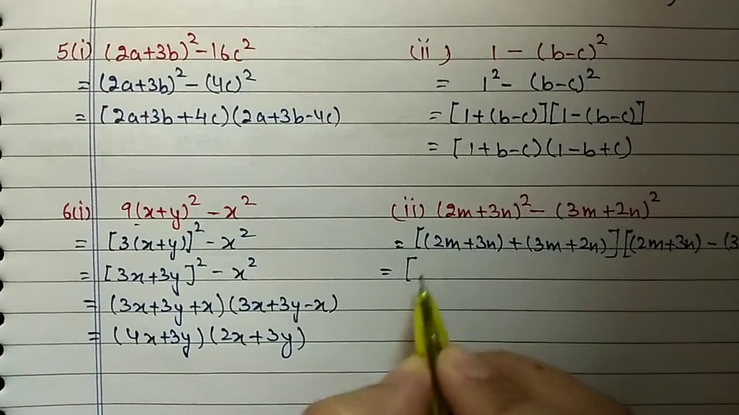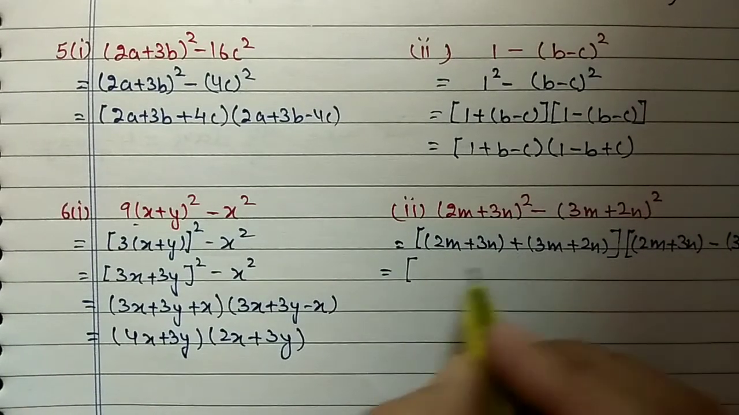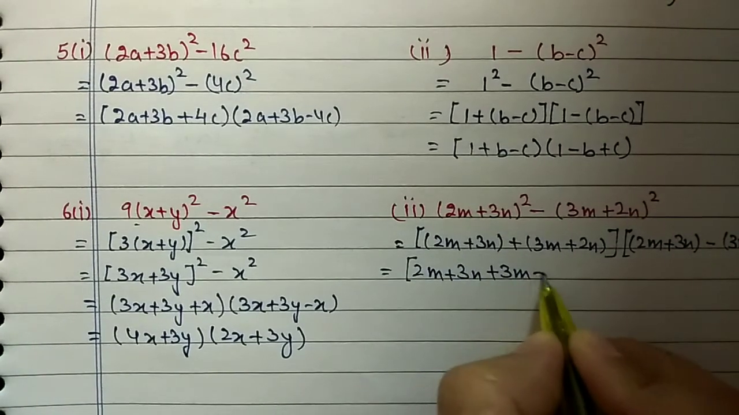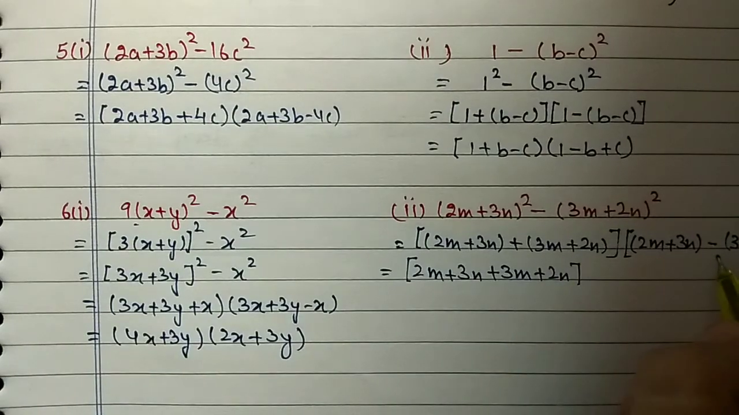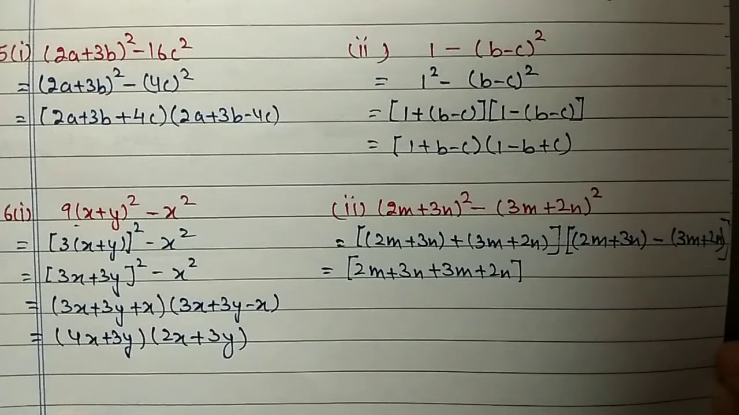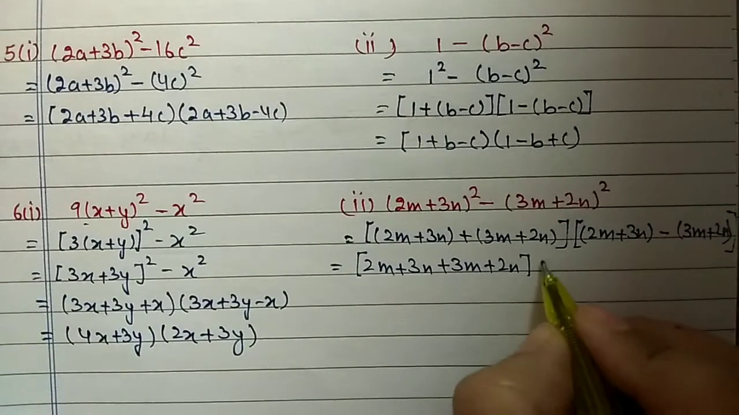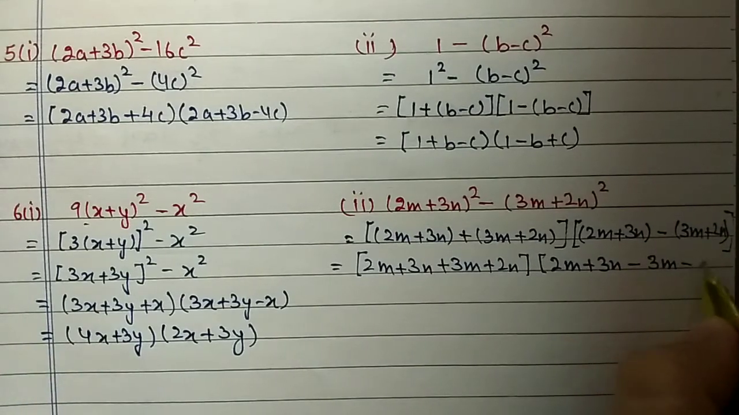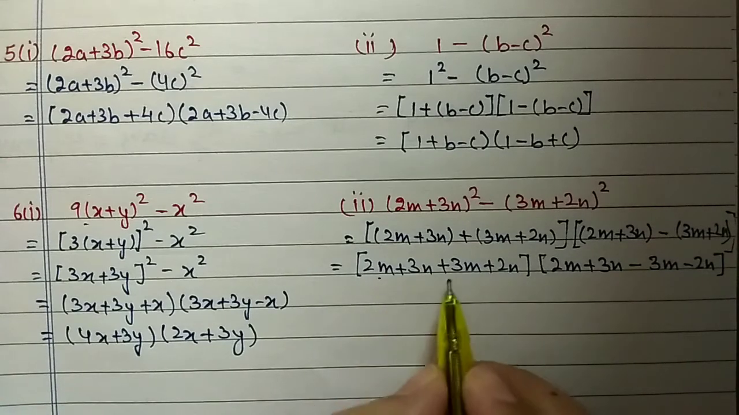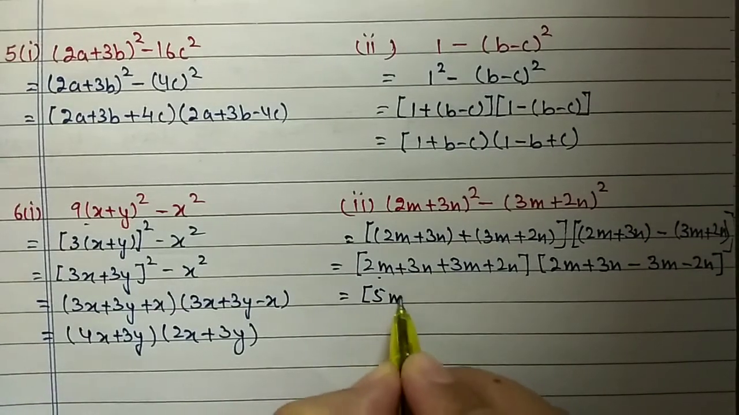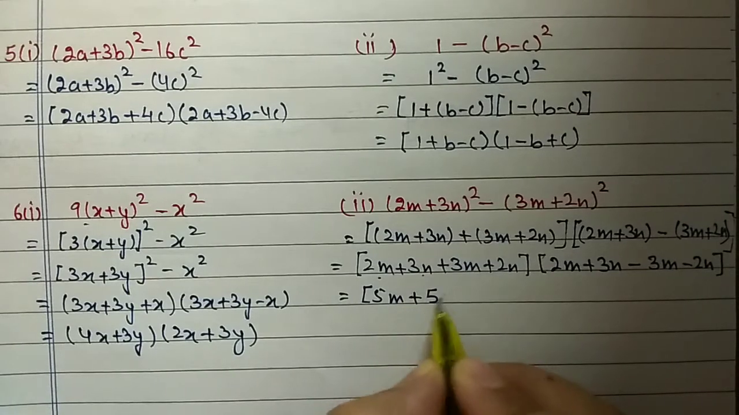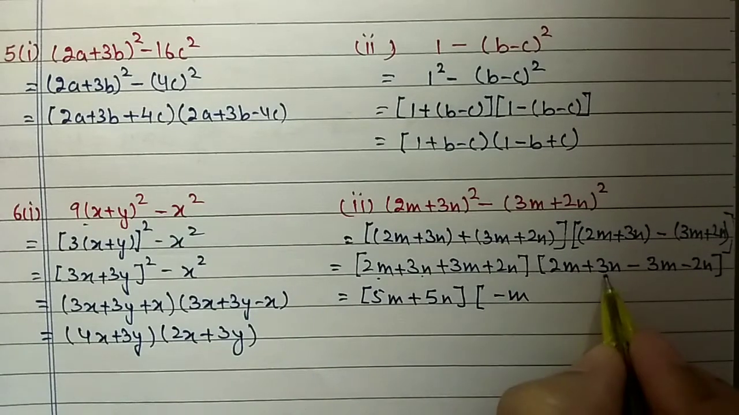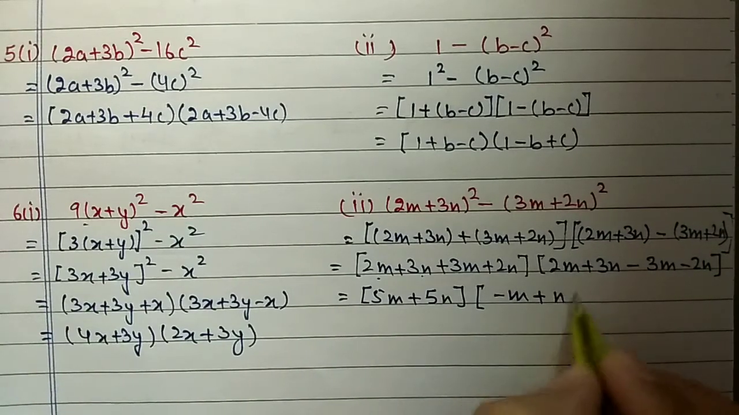Now remove the bracket. First bracket there is no change because plus symbol is there. So 2m plus 3n plus 3m minus 2n. And second bracket, because minus symbol is there, it means we have to change the sign here. So change sign, 2m plus 3n minus 3m plus 2n. 2m plus 3m will become 5m. 3n minus 2n also will become n. And second bracket, 2m minus 3m is minus m, and here 3n plus 2n is 5n.